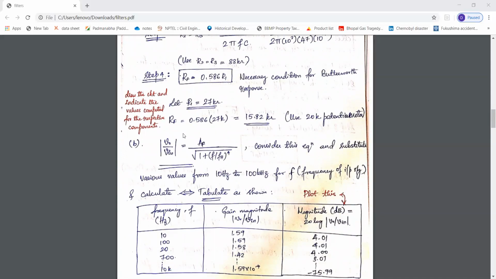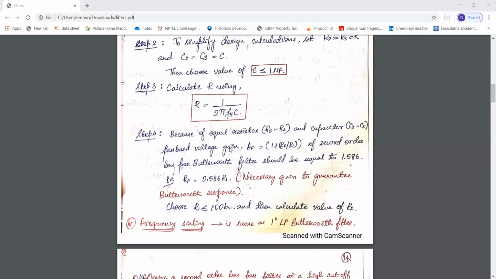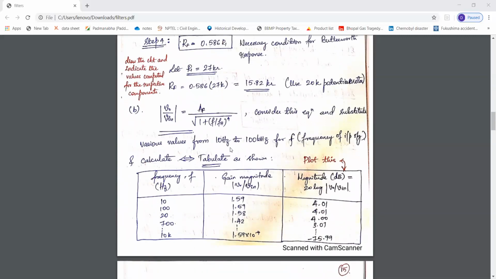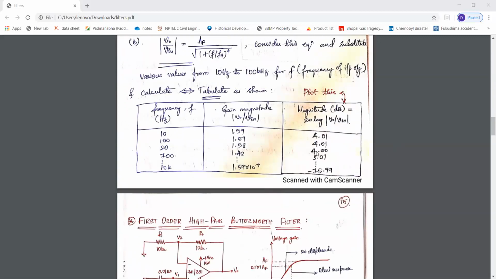First find out this AF value and then substitute the value directly. For frequency ranging from 10 Hertz to 10 kilohertz, go on substituting 10, 20, 50, 100, 200, 700 and 10k, and calculate the respective gain magnitude and magnitude in dB, and plot frequency versus gain in dB.